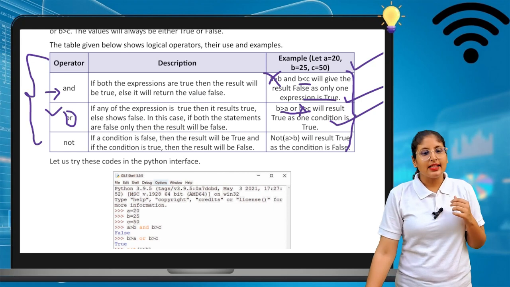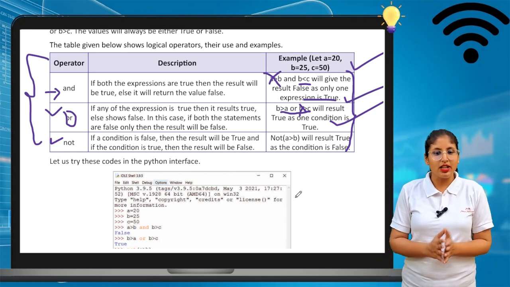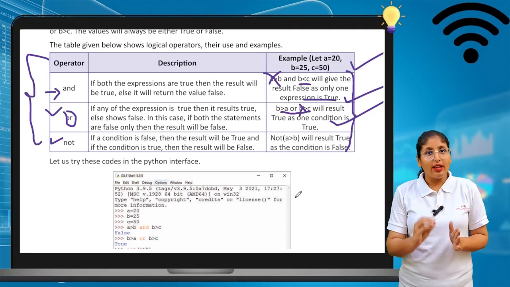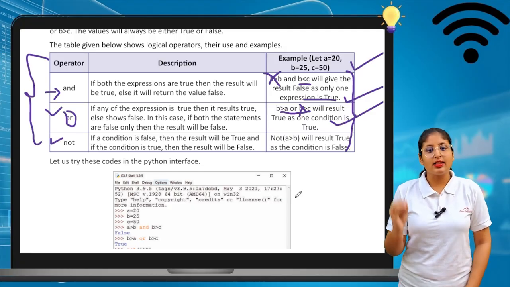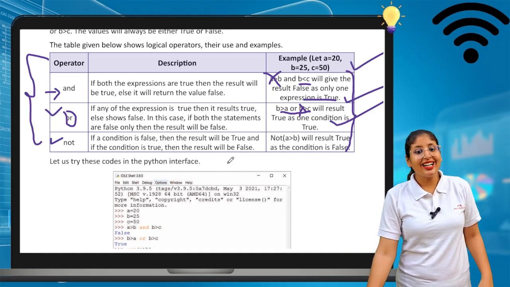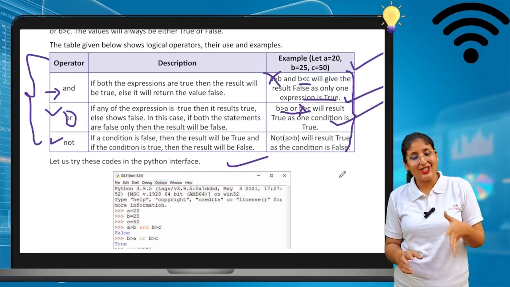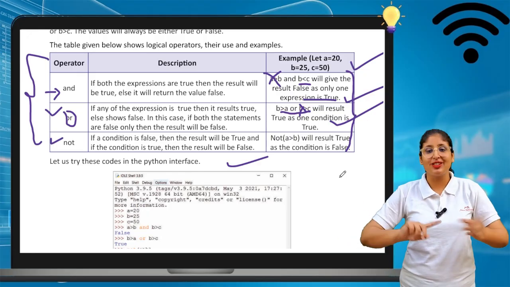Next is NOT. NOT means if a condition is false, then the result will be true. This is a different thing. If the condition is false, then the result is true, and if the condition is true, the result is false. They are opposite to each other.